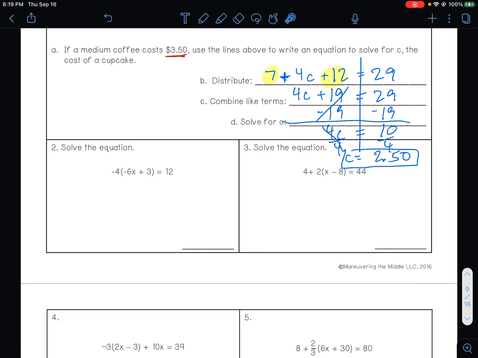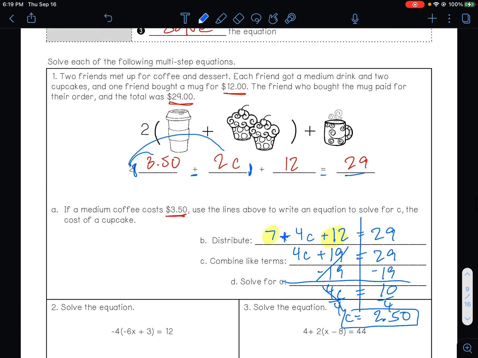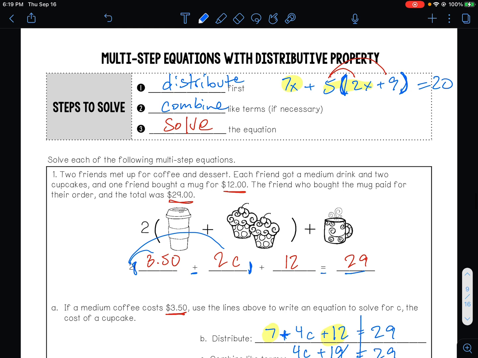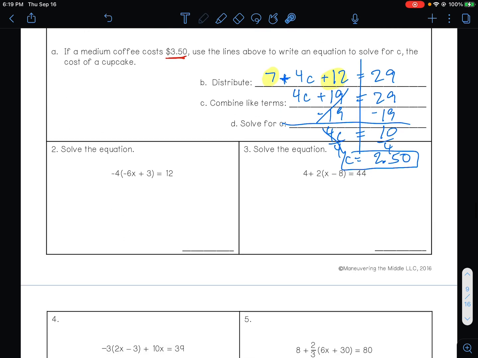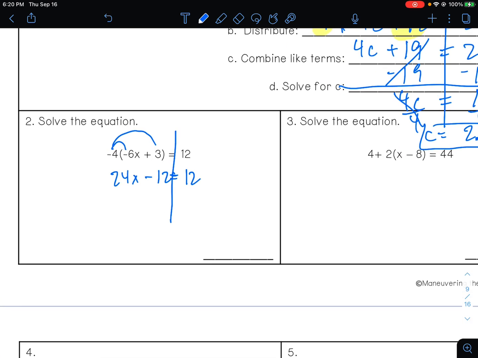Solve the equation. We start off by distributing first. So we distribute first, then combine, then solve. So let's distribute. It's negative 4 times negative 6x. Negative times negative is a positive, and that's going to be 24x. Negative 4 times positive 3, that's a negative answer. 4 times 3 is 12. Bring down the equal sign, and then 12 is over here.